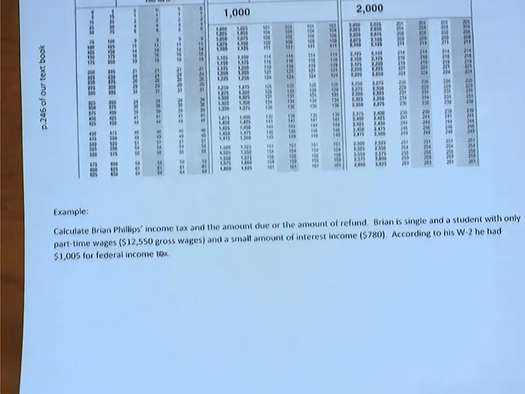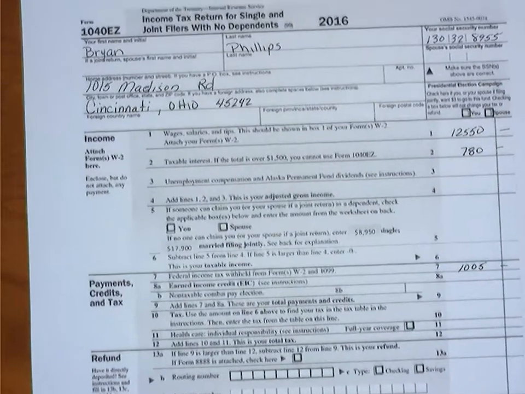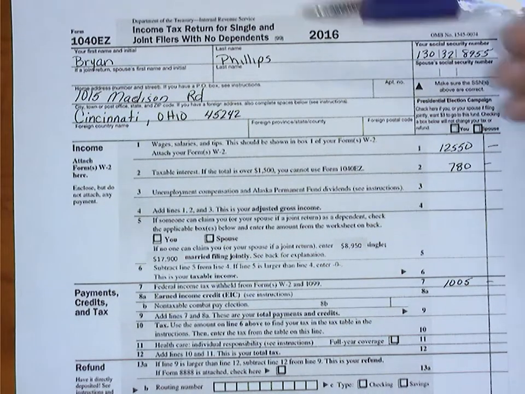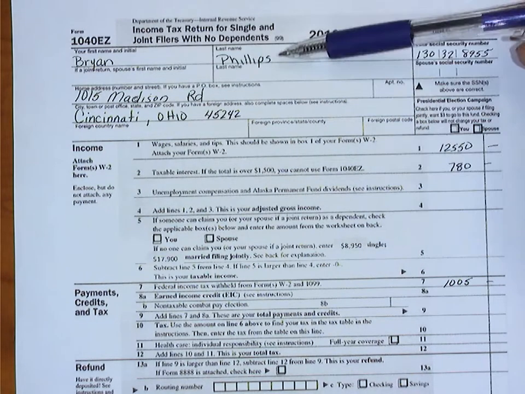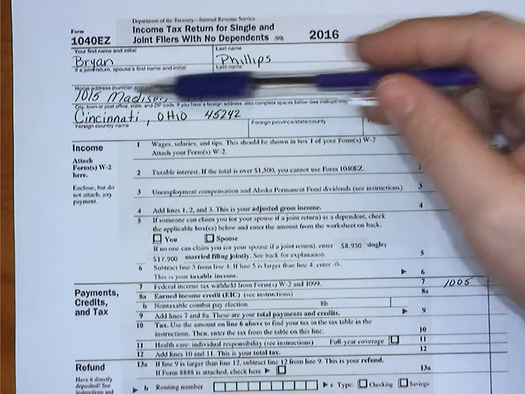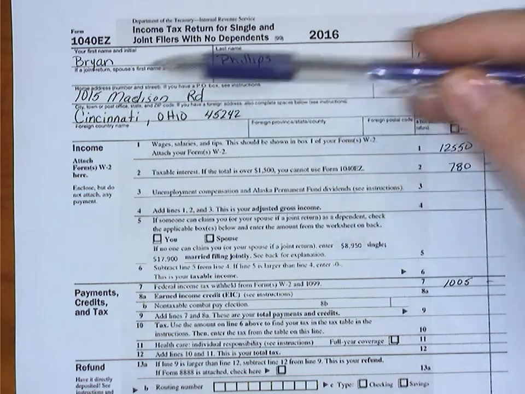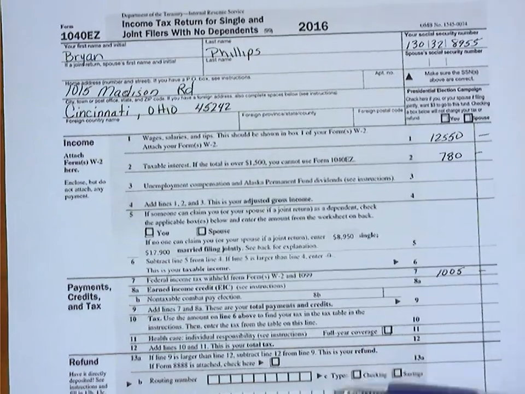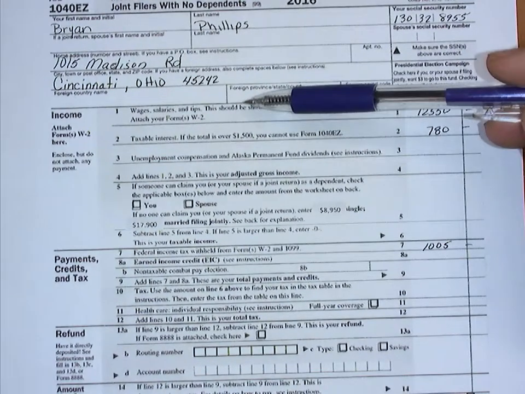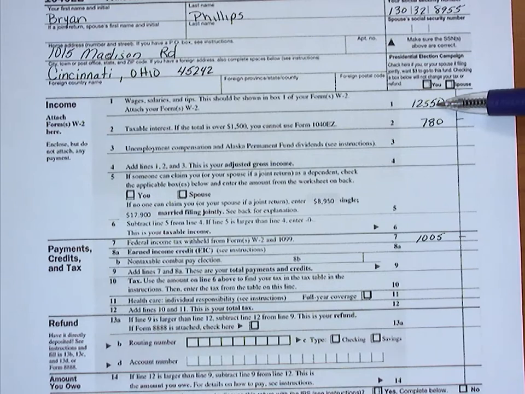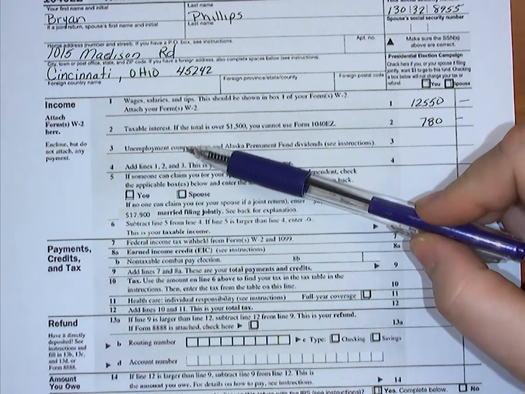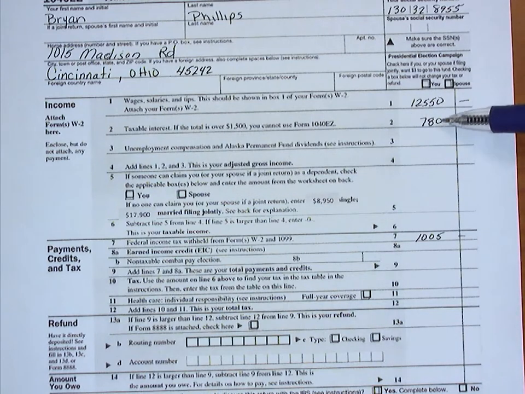Okay, so with that being said, we're going to come over to our 1040-EZ. Your 1040-EZ is blank, and you fill in your first name, your last name, your Social Security number, where you live, street address, and city, state, and zip. And then you just follow the directions as you go down the form. So the first thing it asks for is your wages. That was $12,550 for Brian. Then it asks if you have any taxable interest. That's your 1099-INT. He had $780 that was taxable.